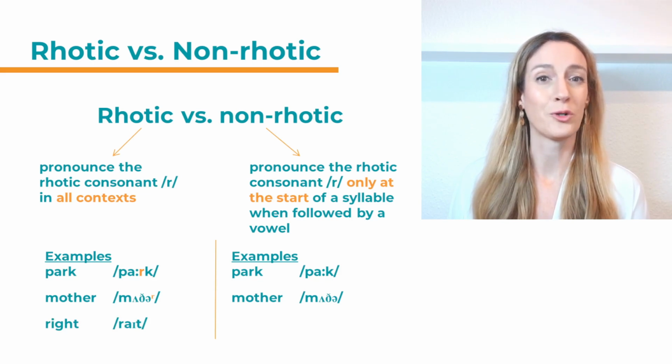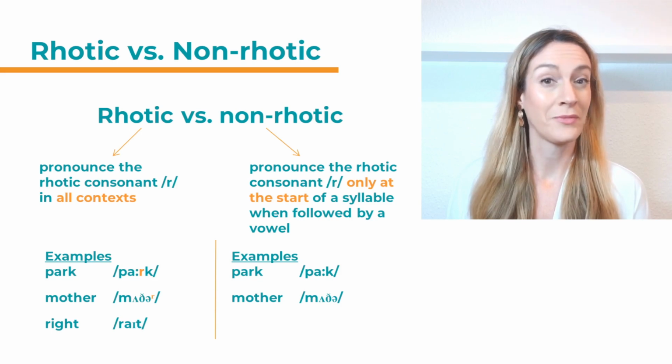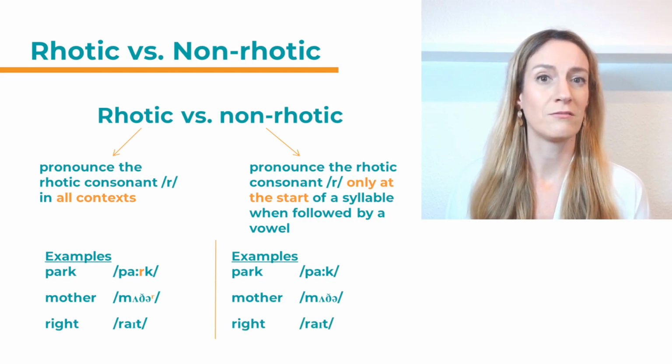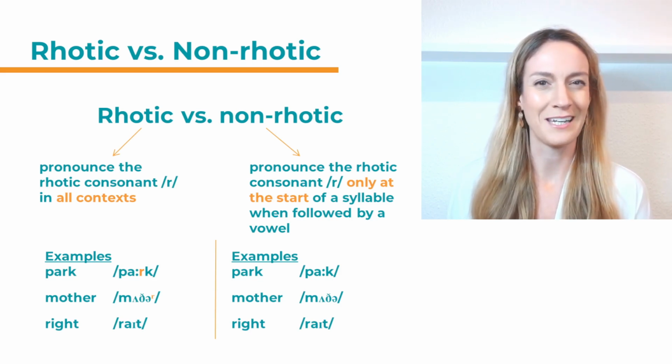Let's have a look at one more example. Here we have the word right. Now, here the r is at the beginning of the word and it is followed by the diphthong, a long vowel sound. So right in rhotic pronunciation and non-rhotic is the same. Right, right. So both varieties would pronounce the r, of course, otherwise it would sound like ite. That's not really a word in English.